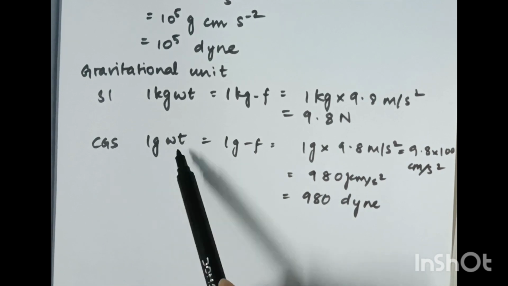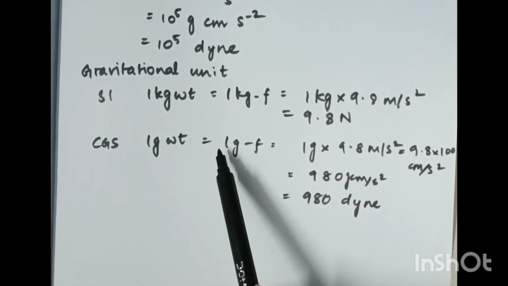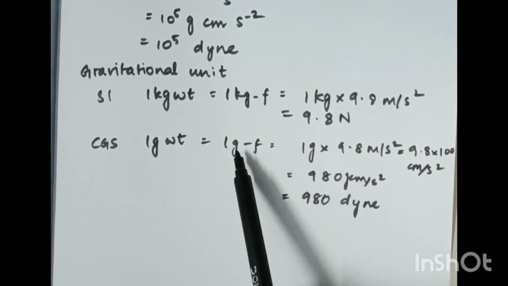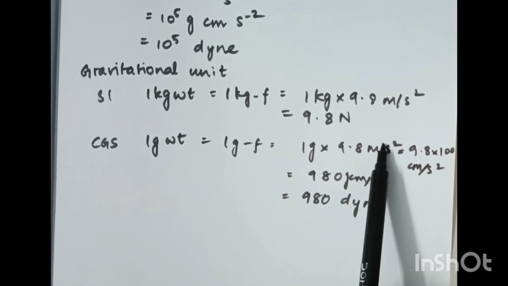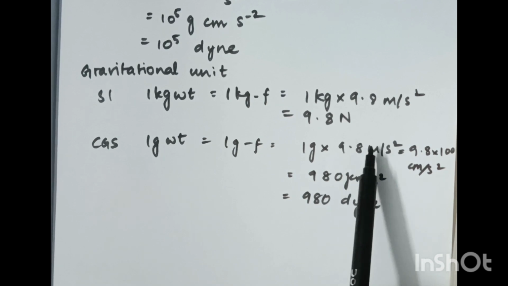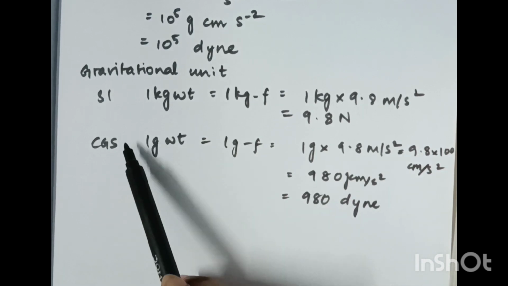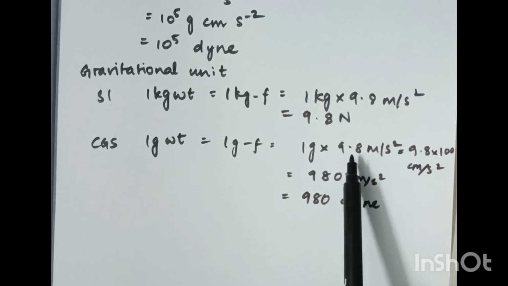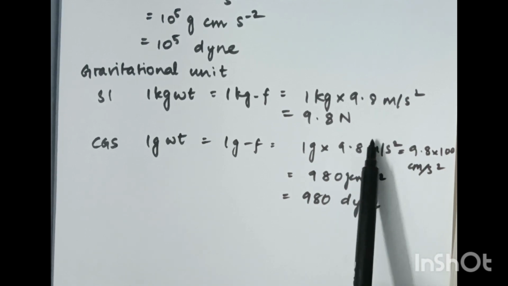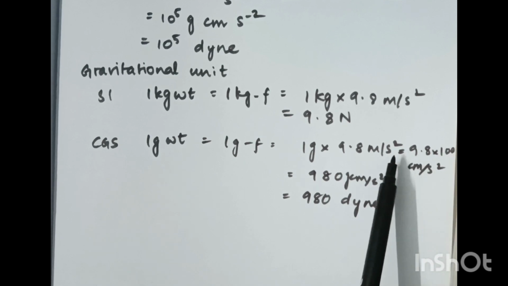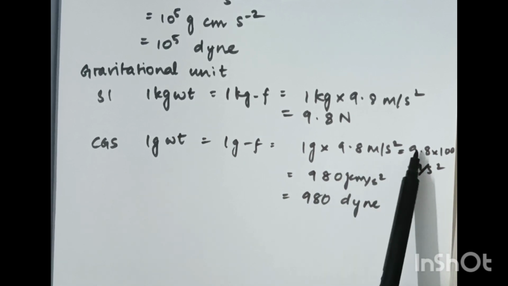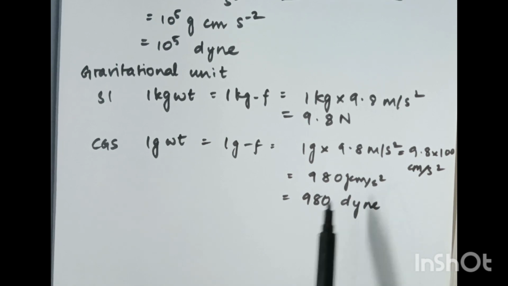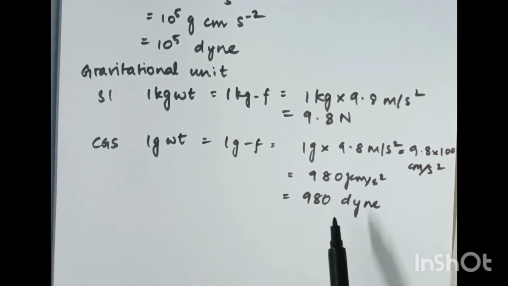Now 1 gram weight. 1 gram weight is nothing but 1 gram force, that is 1 gram into 9.8 meter per second square. It is in meter per second square, but I want it in CGS unit, so I am converting it into centimeter per second square. So 9.8 into 1 meter, which is 100 centimeters, per second square. That equals 9.8 into 100, 980 gram centimeter per second square, or 980 dyne.